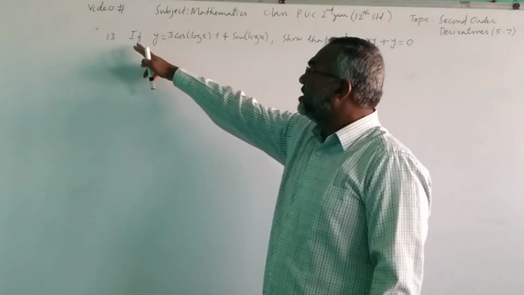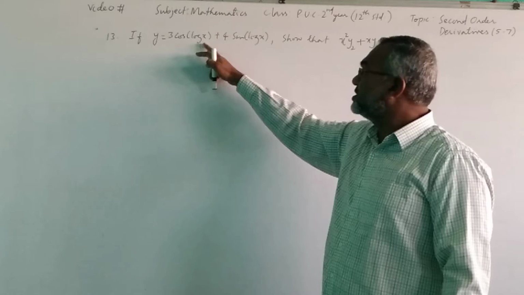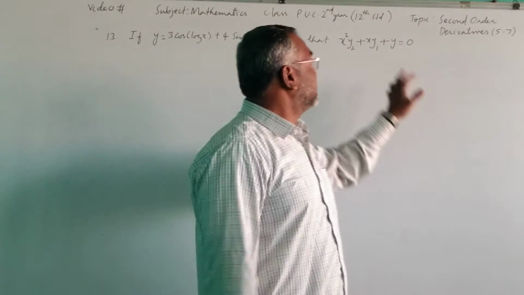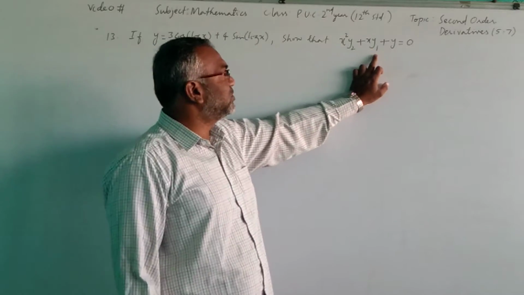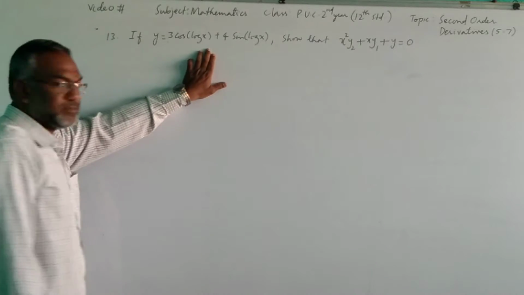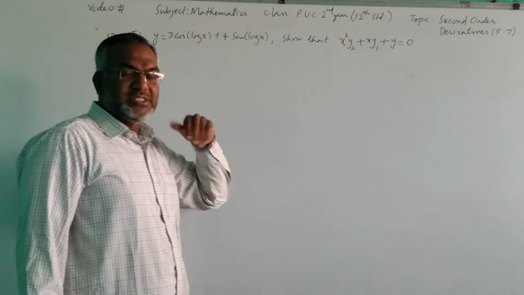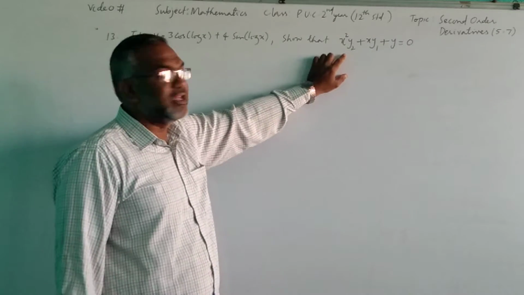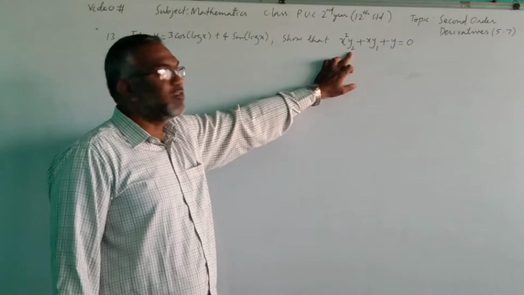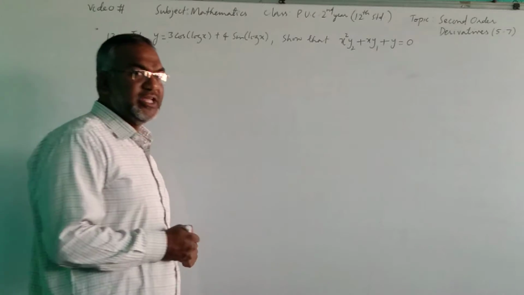Question number 13 is, if y is equal to 3 cos of log x plus 4 sin of log x, then show that x square y2 plus x y1 plus y is equal to 0. This is the given equation, given function. We have to get this equation, second order derivative. How do we know it's a second order derivative? It's y2 here. We have to differentiate twice, because we have to get y2, y1 as well as y2. y2 is second order derivative, right?